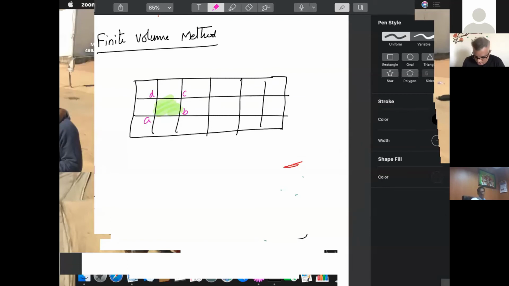In the finite volume method, there are two ways of looking at it. You have the cell-centered finite volume method and the cell vertex based finite volume method. I think the next session by Professor Dharmarao primarily deals with the cell vertex finite volume method.